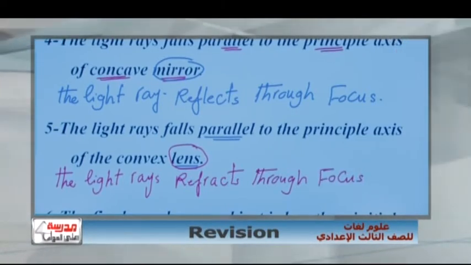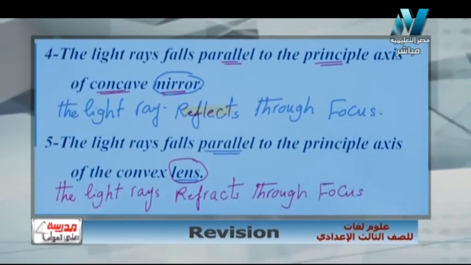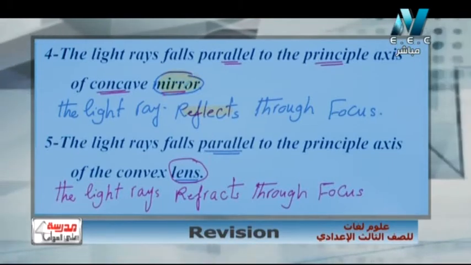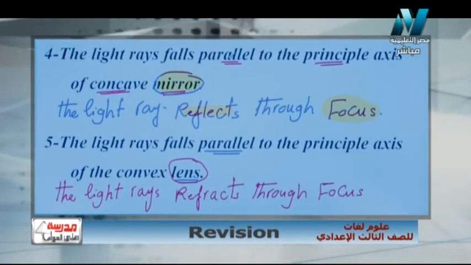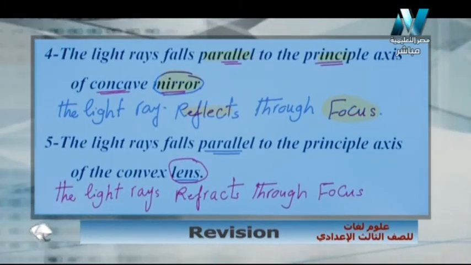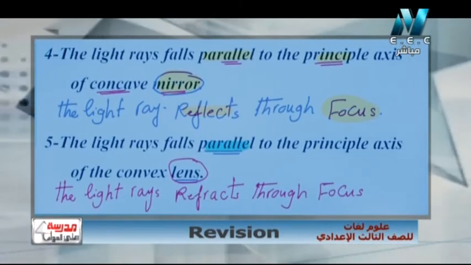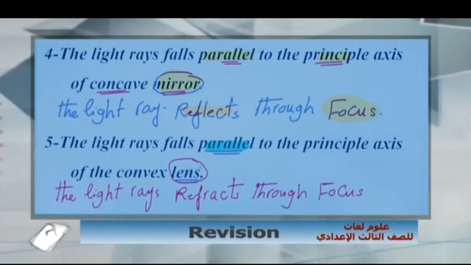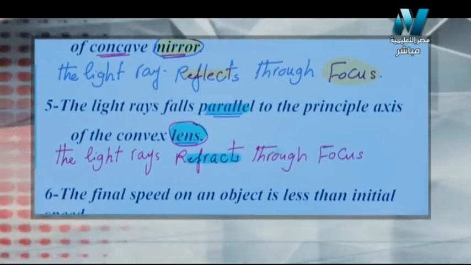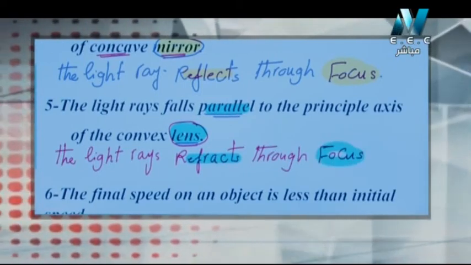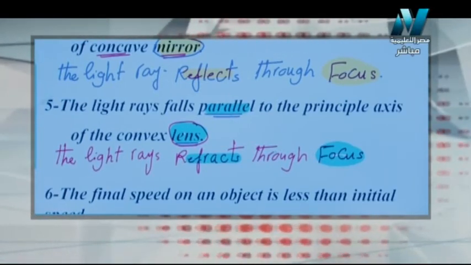In the previous one, we said the light ray reflects, because in the previous question we talk about a mirror, and the light ray reflects through the focus because the incident light ray is parallel to the principal axis. But in the next one, the light ray is parallel to the principal axis of a lens. So the light ray in this case refracts through the focus. So we have a difference between question number four and question number five.